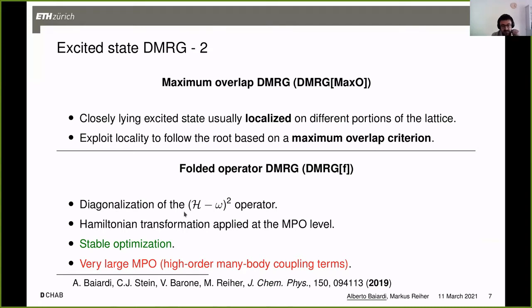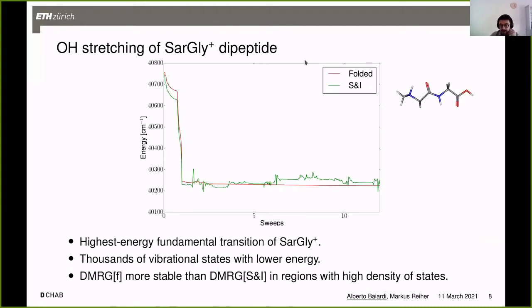But nevertheless, this folded variant of the DMRG turns out being much more reliable than the shift-and-invert one if we go very high in energy. So this is an example, the OH stretching mode of a dipeptide. So this excited state is sitting in a very, very densely populated energy region. And we clearly see the difference in stability between those two DMRG variants.